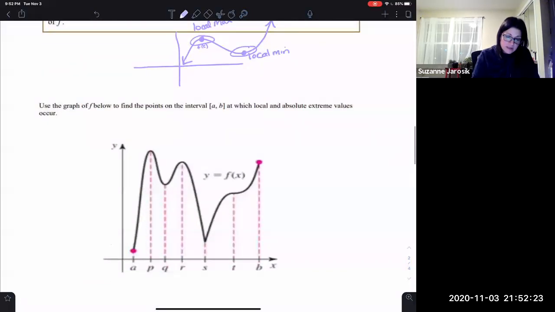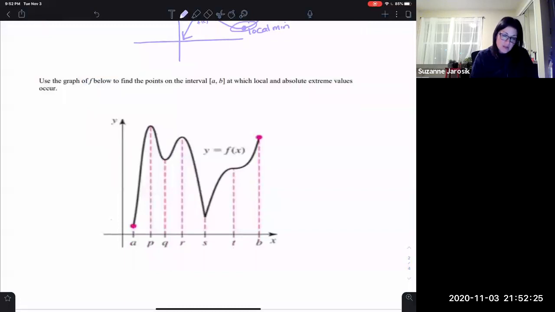All right, so let's label some things on this graph. Find the points on the closed interval A to B at which local and absolute extreme values occur. All right, let's go for absolutes first. Pause, label yourself. Okay, this will be an absolute. I know I'm labeling all this, like I'm putting points here. So this would be an absolute max. This is an absolute min.